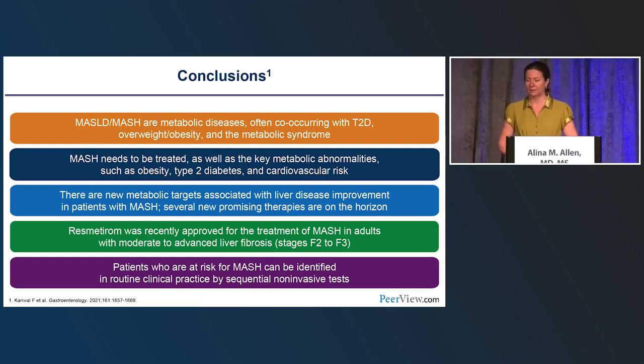Several new promising therapies are on the horizon, as you saw several in phase 3 trials. Resmetirom was recently approved for the treatment of adults with MASH with moderate to advanced liver fibrosis. And lastly, patients who are at risk for MASH can be identified in routine clinical practice by sequential non-invasive tests.